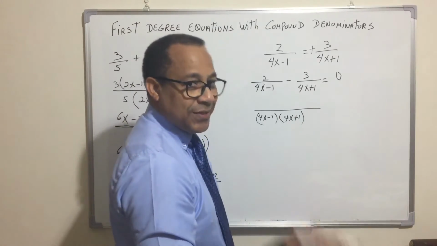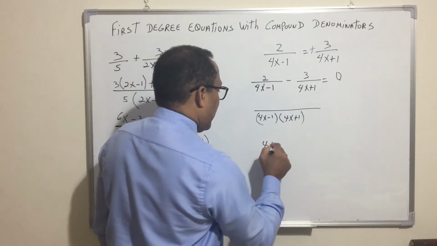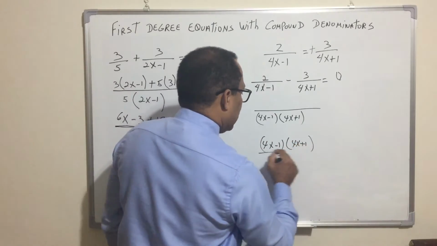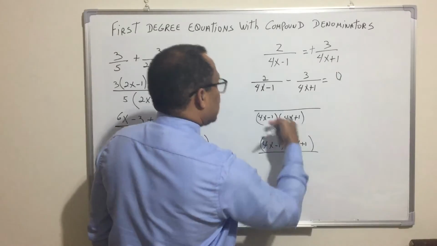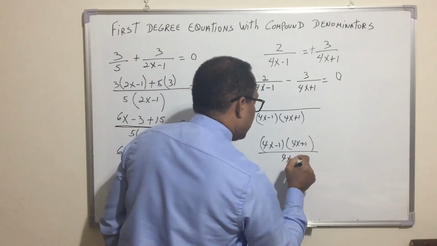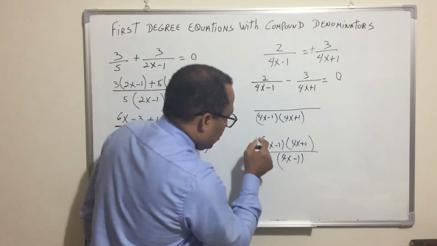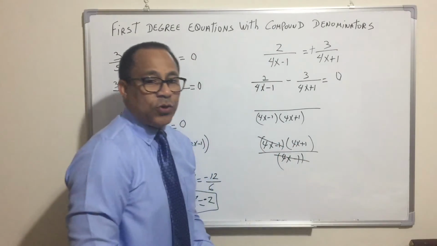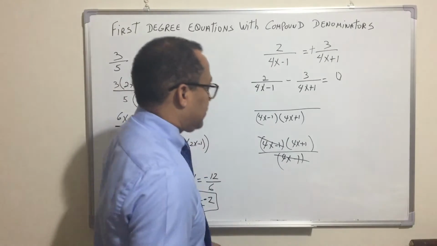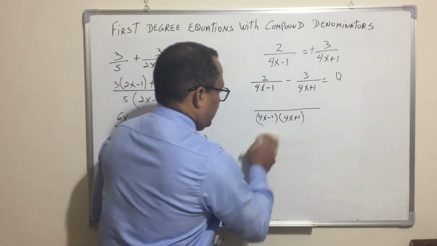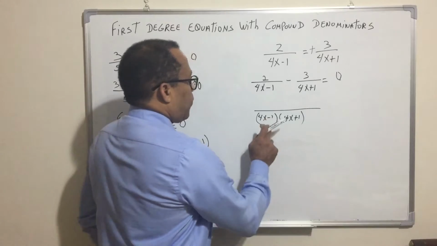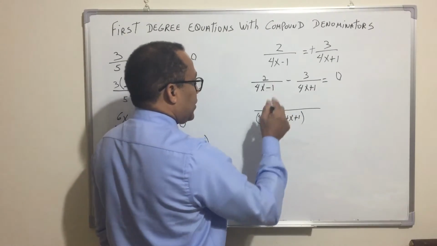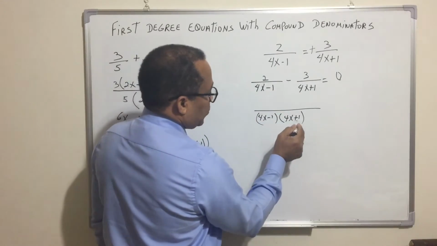Let me show you the process again. This will be 4x minus 1 times 4x plus 1 divided by 4x minus 1, and then the 4x minus 1 will cancel out, and you will have 4x plus 1 as the result. Four x minus 1 times 4x plus 1 divided by 4x minus 1. These two cancel out, and this will be the result.